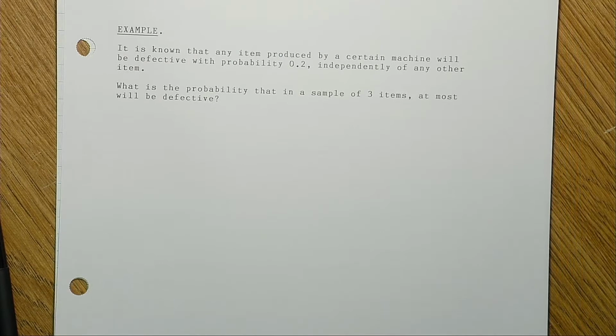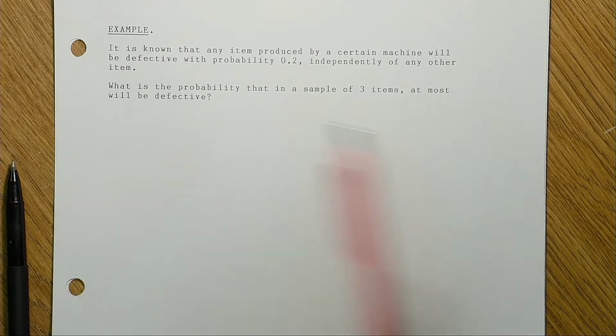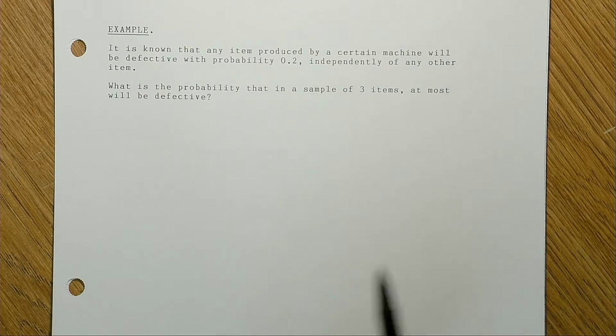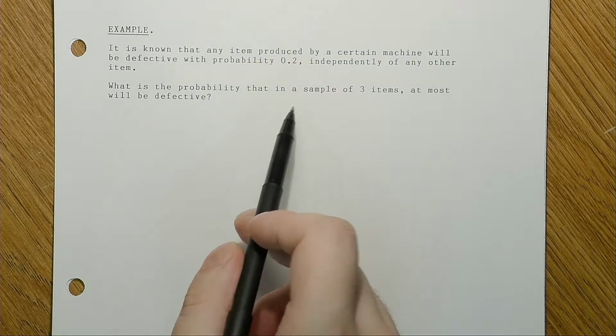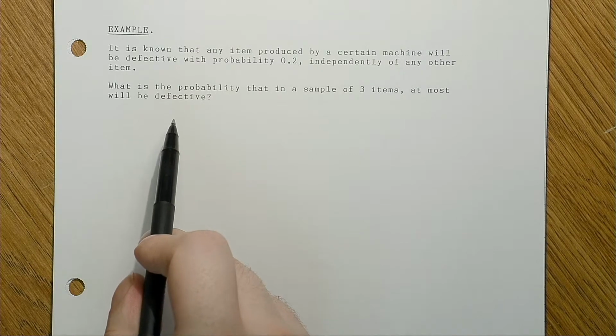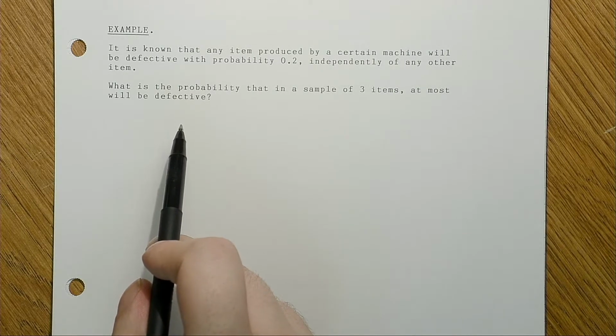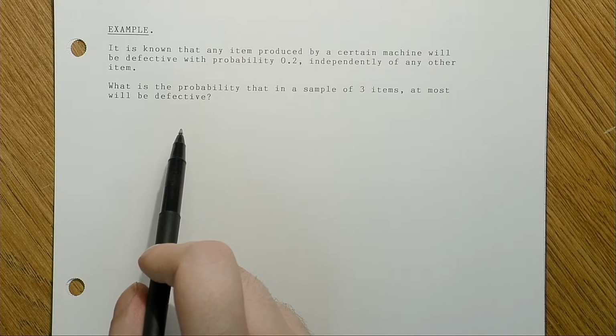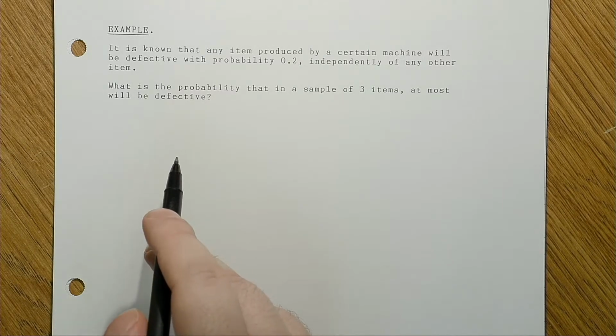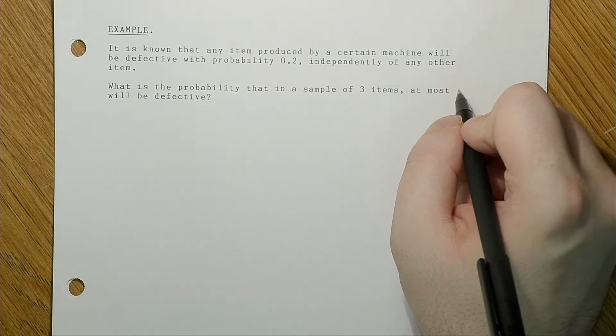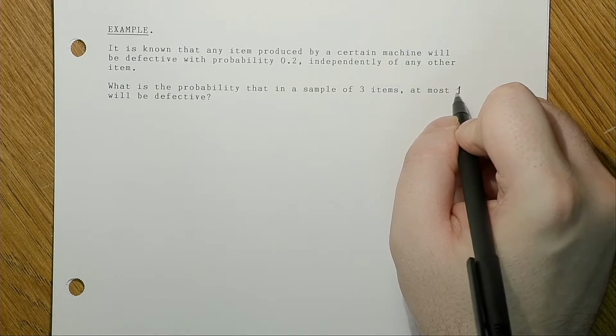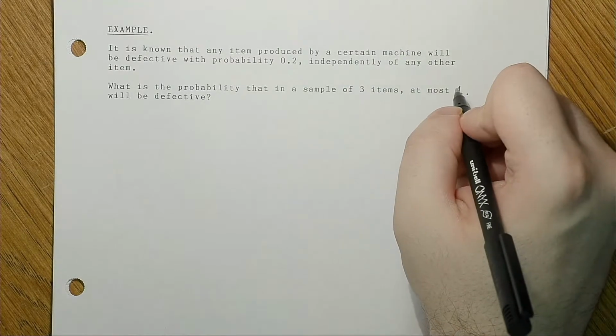Now let's jump over onto this example, something a little bit more engineering. It's known that any item produced by a certain machine will be defective with probability 0.2 independently of any other item. What is the probability that in a sample of 3 items at most 1 will be defective? Okay, so at most is 1.